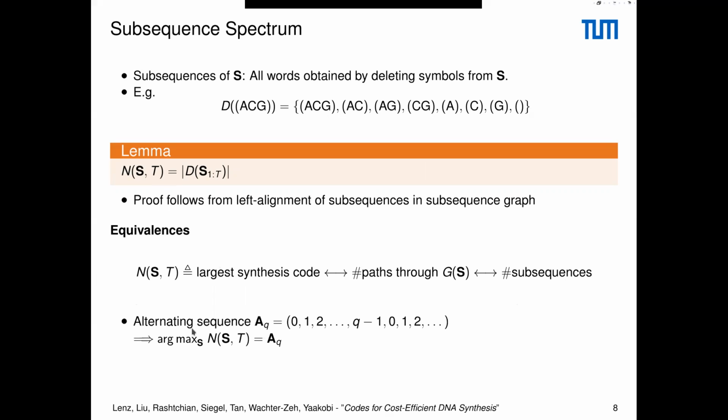All right, just as a side note, with these equivalences we can show that the synthesis sequence which maximizes the size of the code is the alternating sequence. And this is because the alternating sequence maximizes the subsequence spectrum, in fact. And therefore, it also maximizes the synthesis code size.